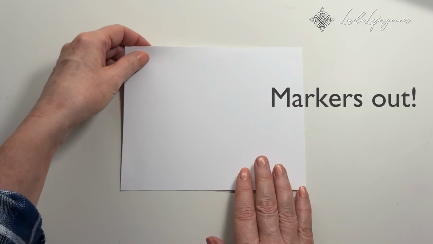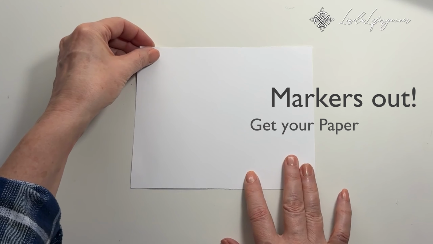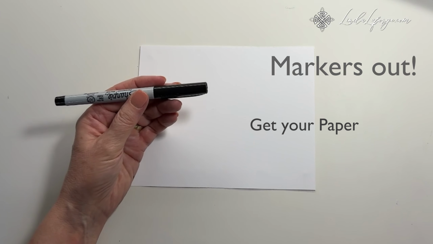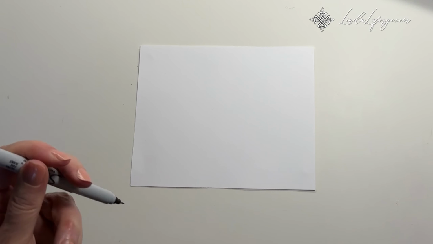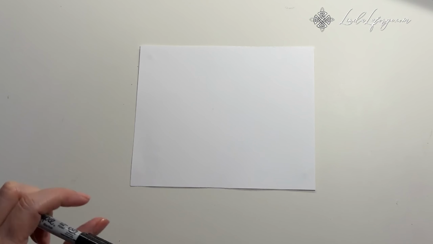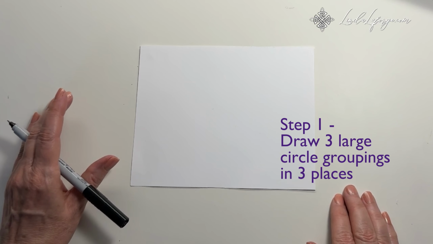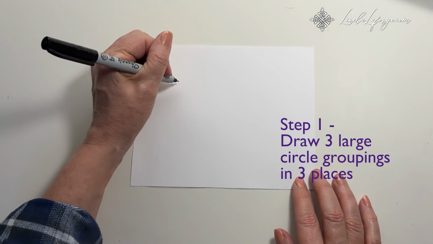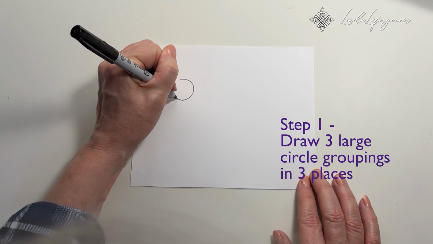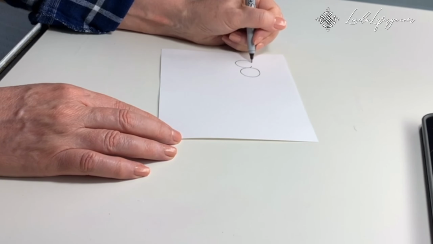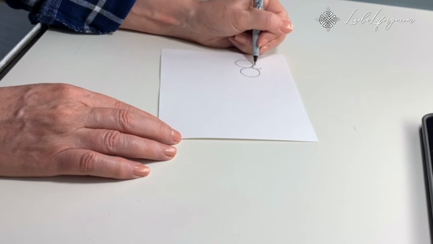So we're going to go small again. And we are going to use just the marker. So we're going to start with drawing large circle groupings in 3 places on your page. So I'm going to start with one larger circle. Go a little larger than that if I want. So circle groupings.